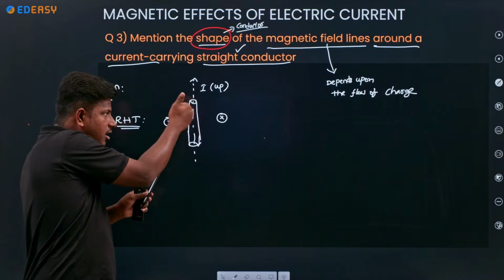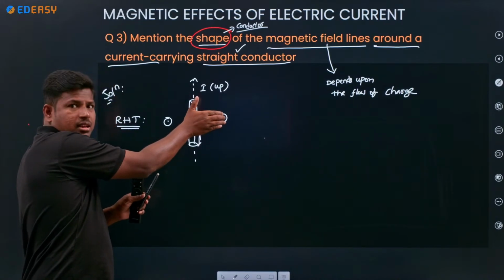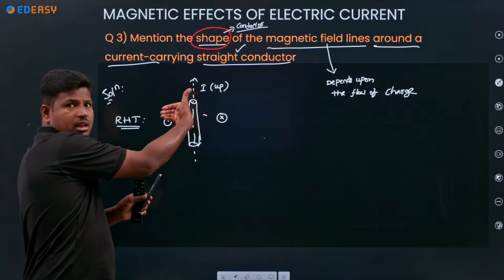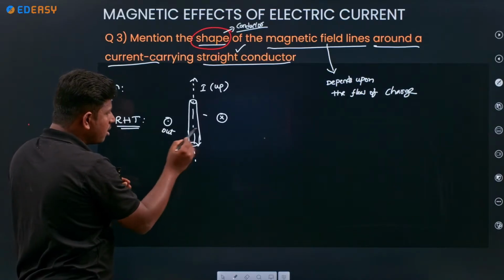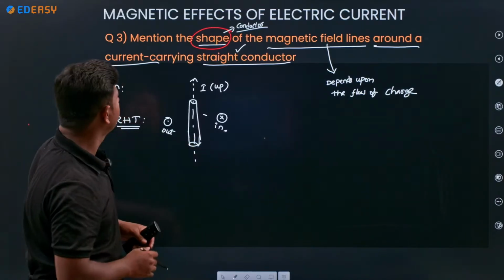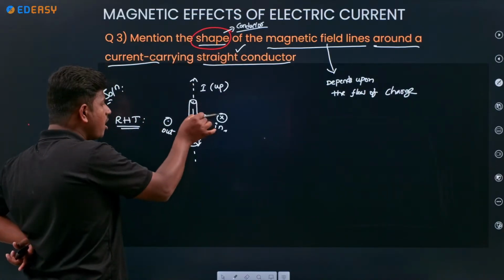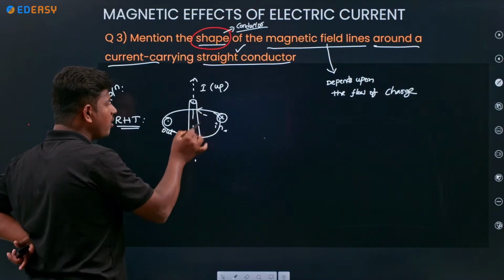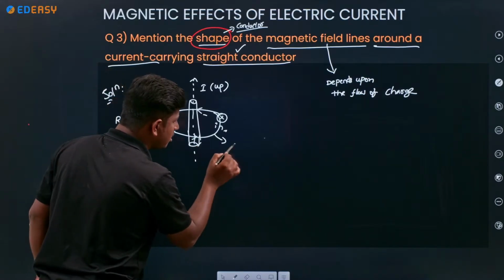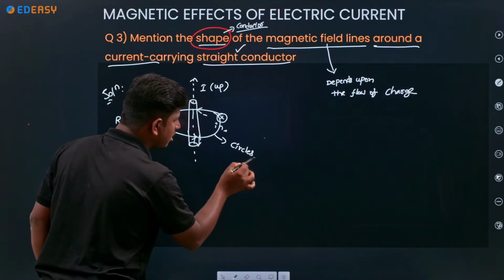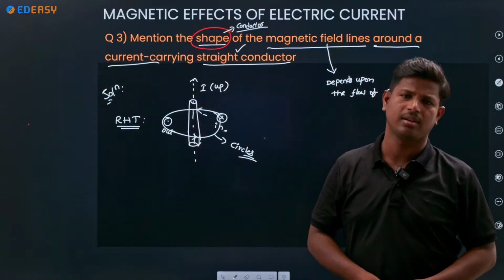Here it is entering. See, look at my hand. The curled fingers enter this side and leave out. So this is outward and this is inward. So mention the shape of the magnetic field. How does the magnetic field form? It forms concentric circles. That's it, simple. It forms concentric circles only.